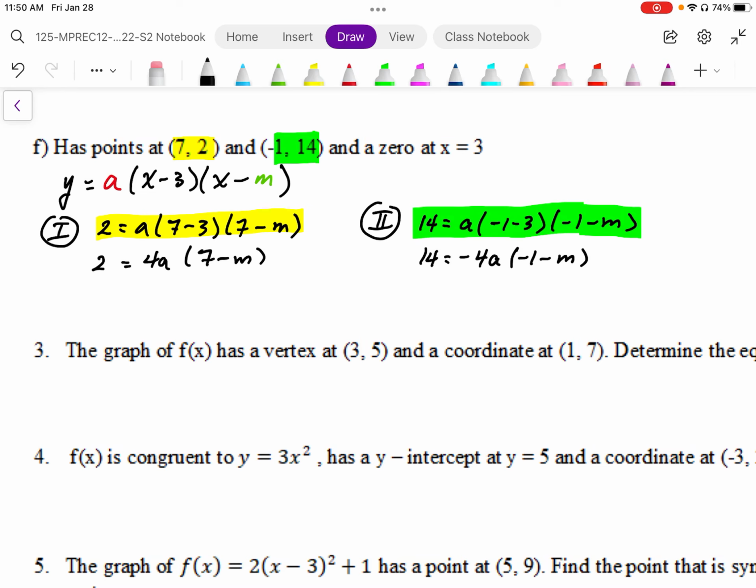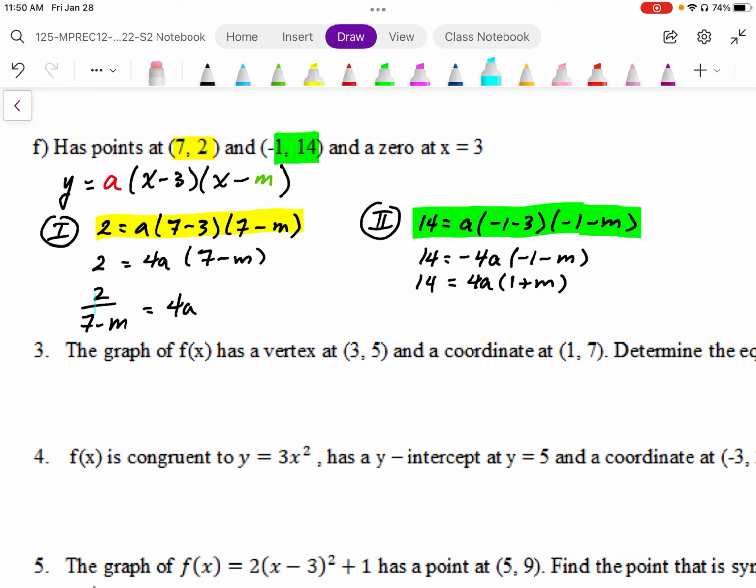Okay, so I have to do some kind of substitution here. What I can actually do is simplify one of these expressions and solve for 4a, and I can do a 4a replacement. So I'm going to do this. 2 over (7 minus m) is equal to 4a. There's a negative in here, so I'm going to just simplify this and make this positive 4a, and this becomes 1 plus m. So I factor the negative out to cancel out with the negative out front.